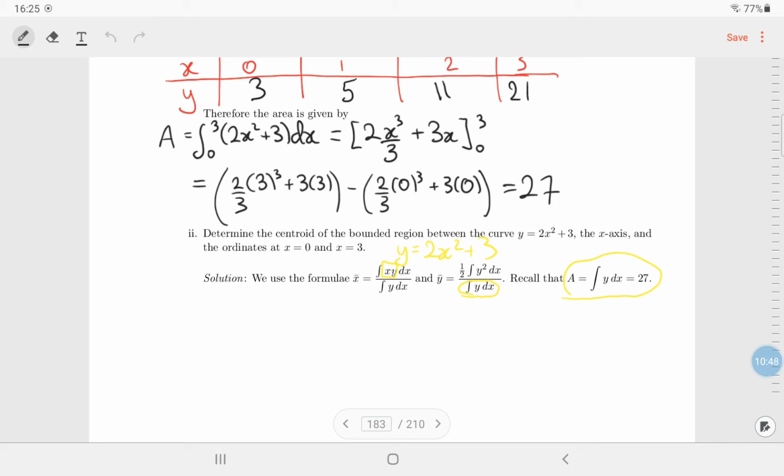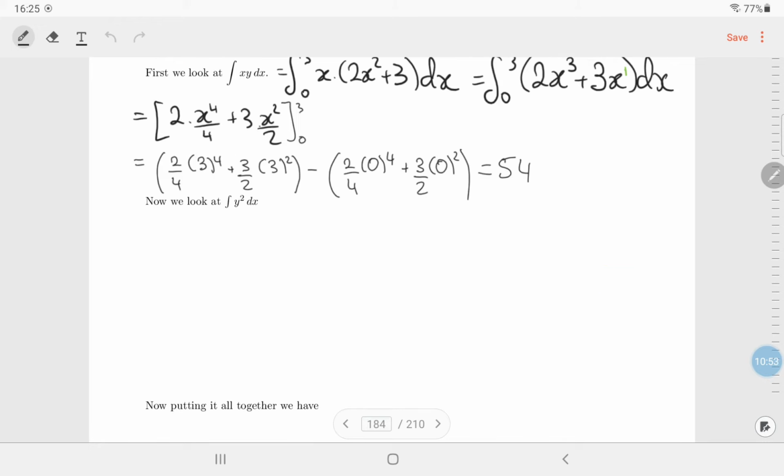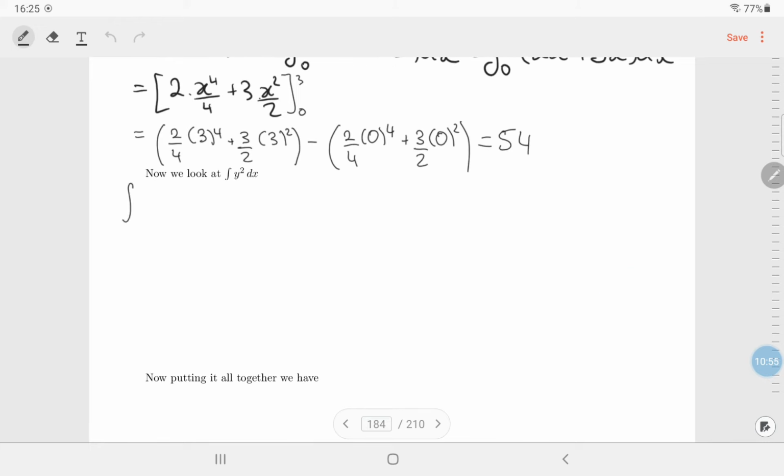Okay, now we need to look at half the integral of y squared. So I think we're just going to look at the integral of y squared. So we're integrating from 0 to 3, the integral of (2x squared plus 3) all squared. Now unfortunately you can't anti-differentiate this term by term because the thing is squared. It's not a sum of terms. So you have to try manipulation, and the manipulation here is to multiply 2x squared plus 3 by 2x squared plus 3. And if you carefully do that, maybe we'll do it over here.